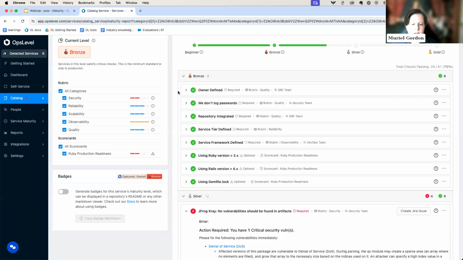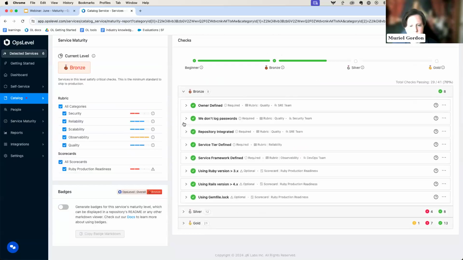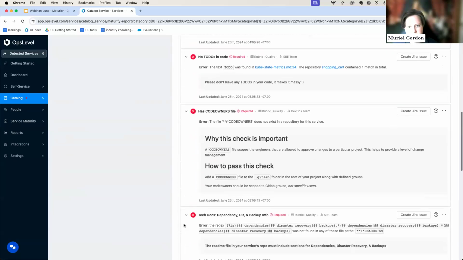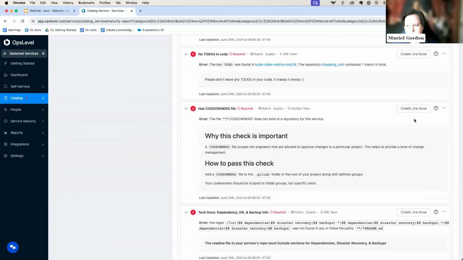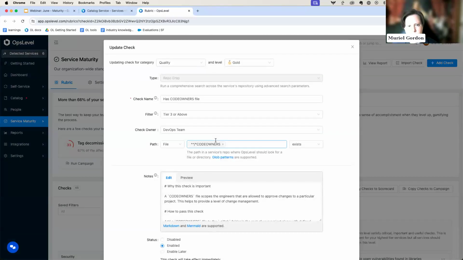Next, let's break down an individual check, and you can get an idea of how they're built. And I actually want to show you one in the gold category. Let's look at that aspirational stuff. This is a good one. Code owner's file. Let's go look at this one. So this is a repo grep check. It is in the gold category, and the name is short and sweet and to the point. It's very clear what we're doing here. We're trying to look for a code owner's file.